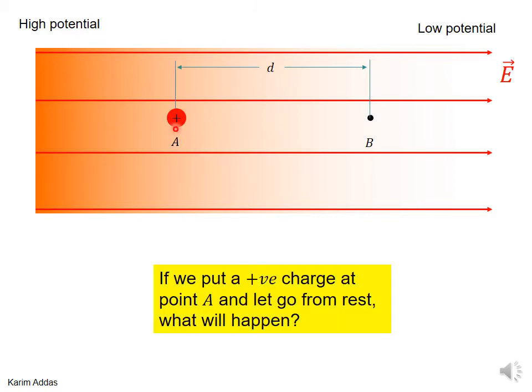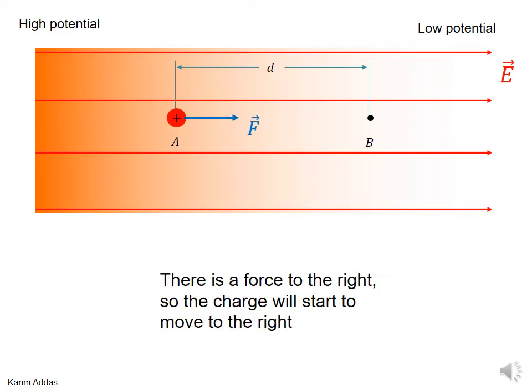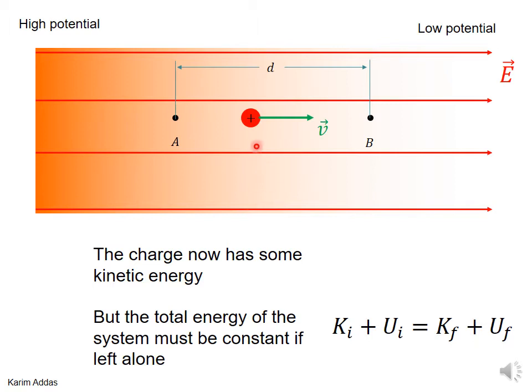So let's put a positive charge here at rest and let go. What will happen when you let go of this positive charge? There's going to be a force to the right acting on it that will make it start to move. So at some point in its motion, it's going to have some speed v.